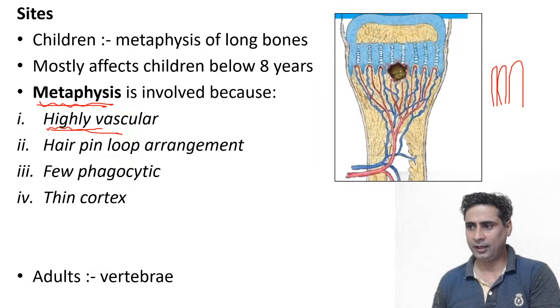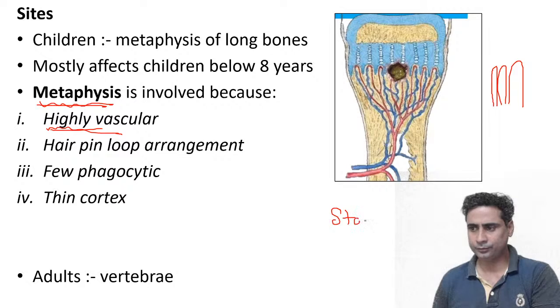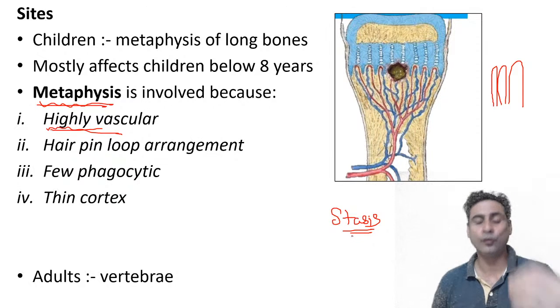This is the nutrient artery dividing into descending and ascending branches. Then there is differentiation into arterioles. Arterioles then turn on themselves, draining into venules. Then it is the nutrient vein. So this hairpin loop arrangement, what does it cause? It leads to stasis of blood, a decrease in the velocity of blood flow.